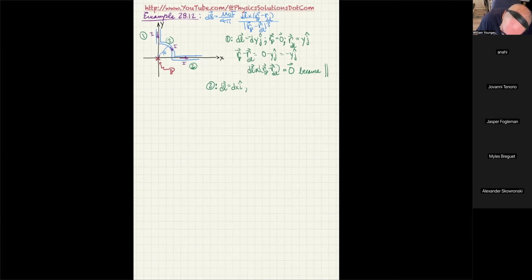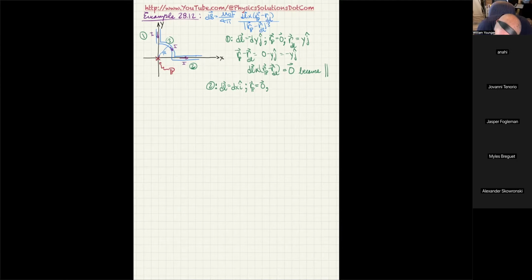Now let's see if anyone can tell me what RP is. RP is a vector that points from the origin to the point P at which we wish to know the magnetic field. Currently, we wish to know the magnetic field at the origin. So what is the vector from the origin to the origin? That's the zero vector. Okay.